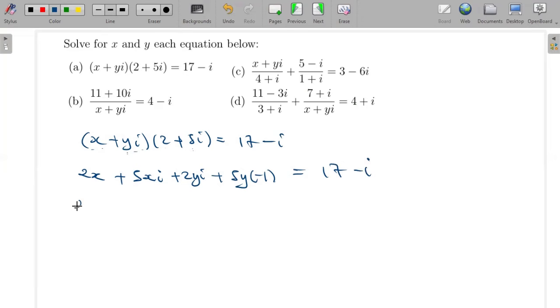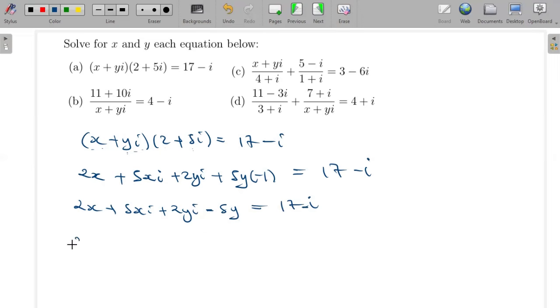So this here is going to give you 2x plus 5xi, and then you have plus 2yi, and then there you multiply, that's just going to give you negative 5y is equal to 17, and then minus your i. So here I'll group the real part to the real part, and the imaginary part to the imaginary part.